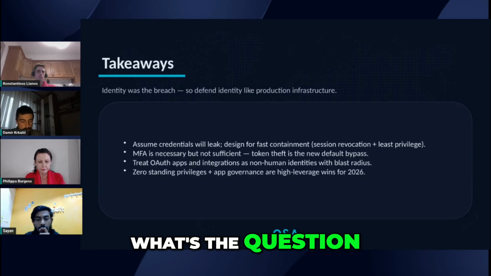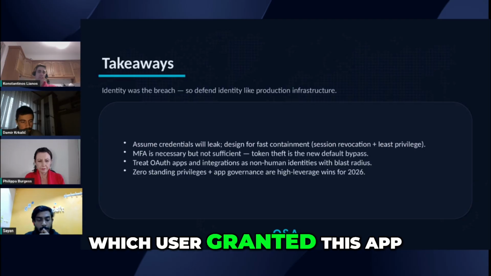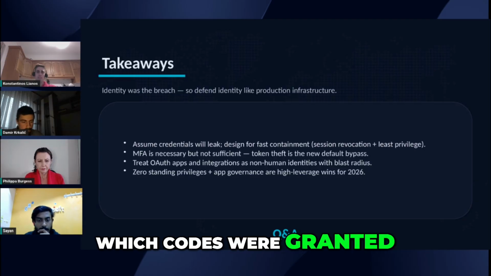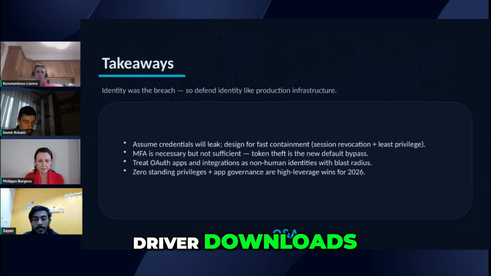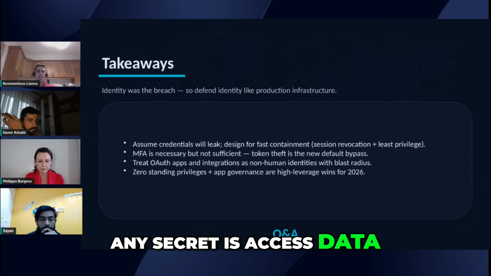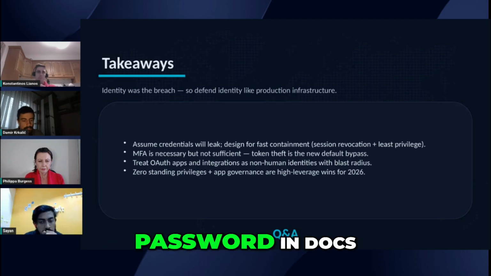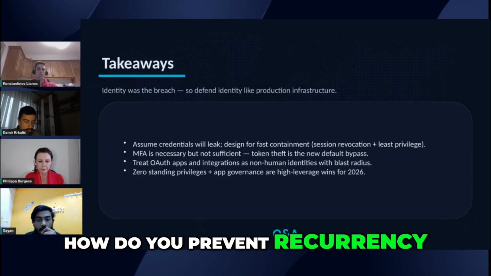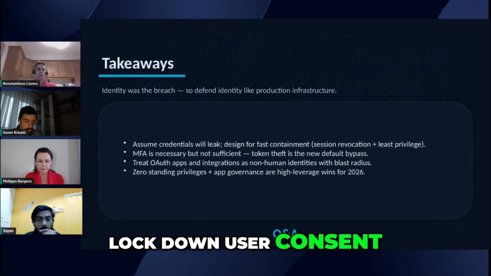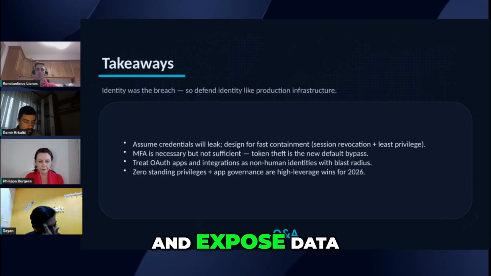Second question: what do you check next for blast radius? Which user granted this app? Which scopes were granted? What was accessed: exports, mailbox reads, drive downloads? Was any secret exposed, like keys in CRM notes or passwords in docs? And how do you prevent recurrence? Lock down user consent, reduce scopes, require admin approval, and add detection on OAuth grants and exposed data.